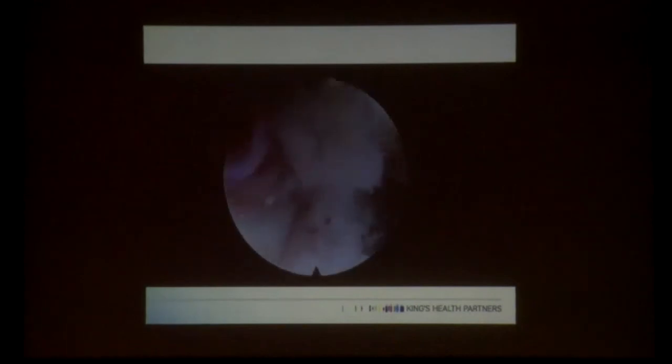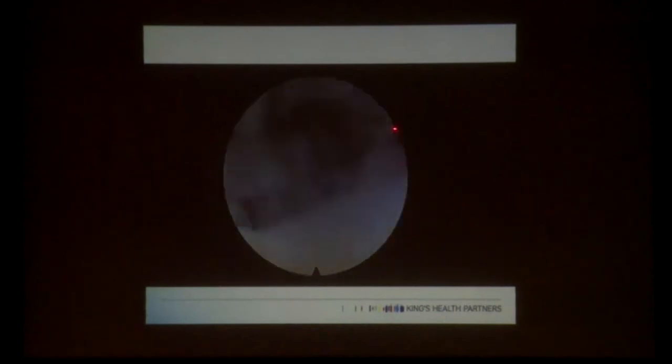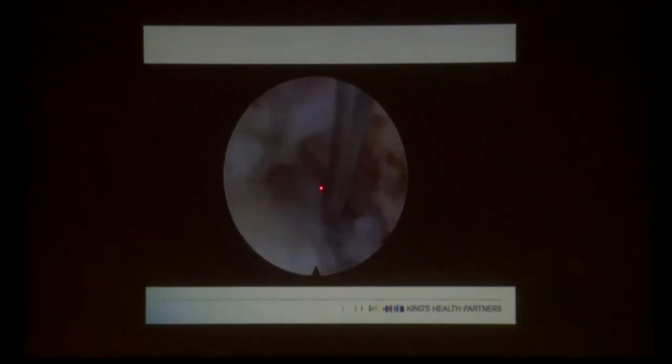So now we see here, that's the exiting nerve root. This is the exiting nerve root. And I will show in a moment, because it is exiting superficial, because you are going through the foramina. And this is the traversing nerve root. See how nicely it's decompressed now. That's the traversing nerve root.